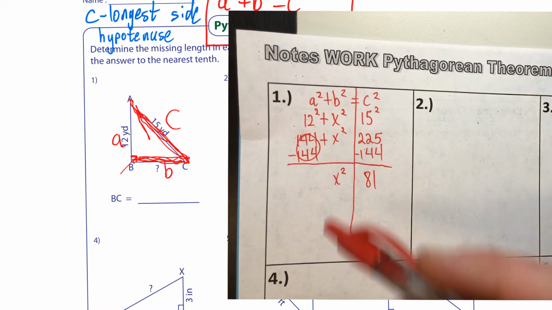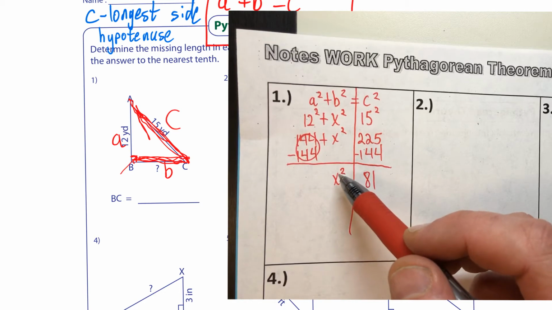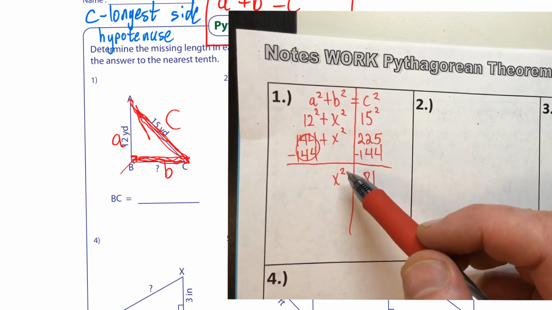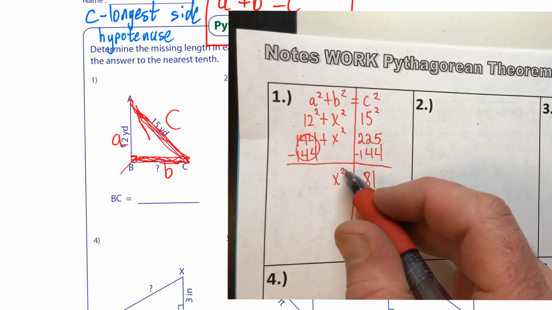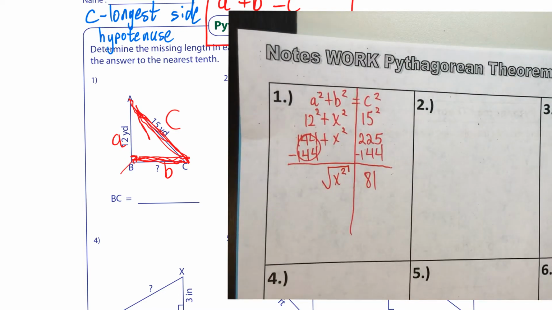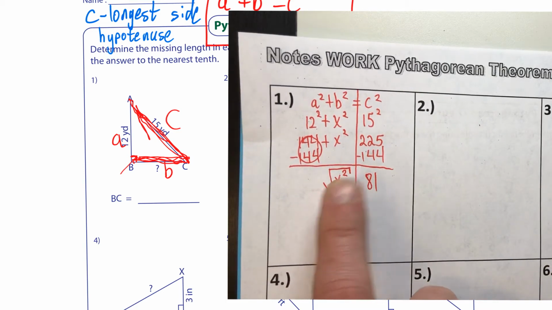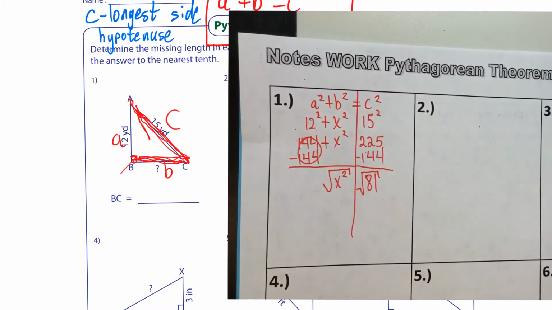Okay, so let's go back to this. We talked about this last week. How do you get rid of a squared? What's the opposite of a square? A square root. Those are inverses. So the way I get rid of this square is I take the square root of that. Those are opposites. They're going to undo each other. They cancel each other, so to speak. And if I take the square root of one side, I've got to take the square root of the other side.